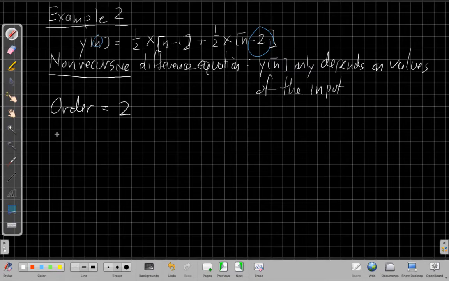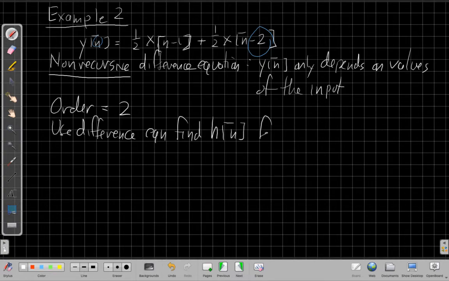Okay, so again, now let's go through the same process and say we want to use the difference equation to find the impulse response. So we want to find h of n for the causal LTI system whose input and output satisfy this difference equation.